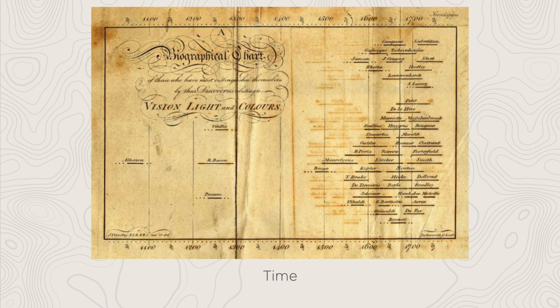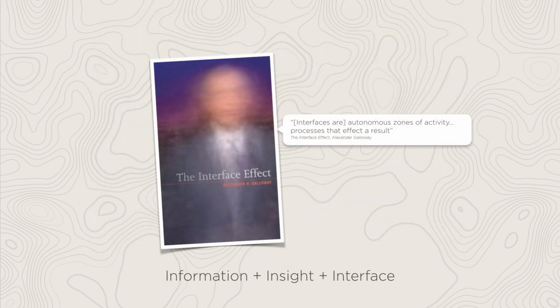What's cool is that as we move into the present, we don't just have to think about static displays like this, but we can think about an interface layer as well, interaction on top of it. In The Interface Effect, the author writes, interfaces are autonomous zones of activity, processes that affect a result.